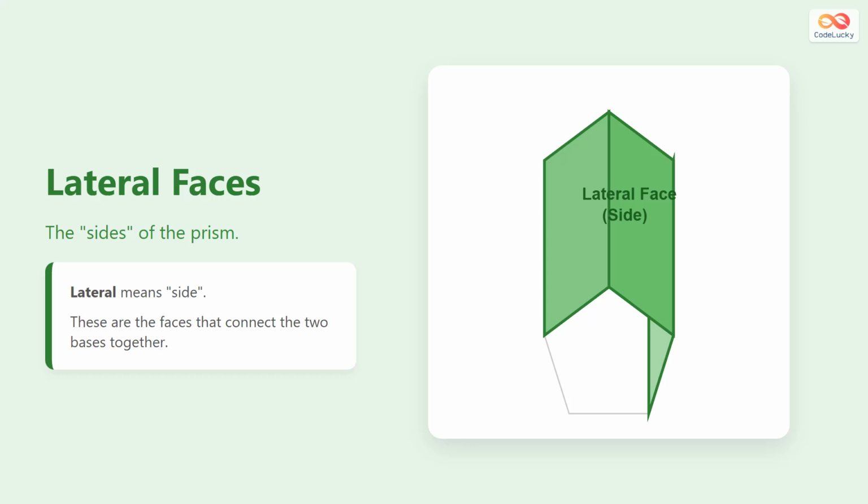Next, let's look at the lateral faces. The word lateral simply means side. These are the flat faces that connect the two bases together. Think of them as the walls of the prism that wrap around the bases.